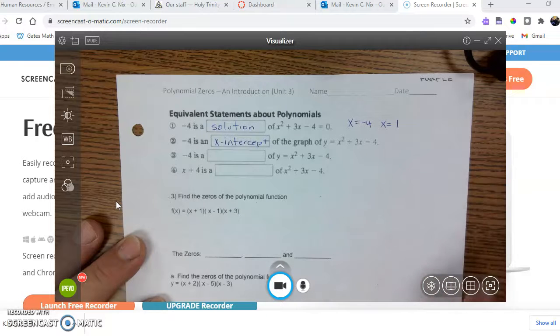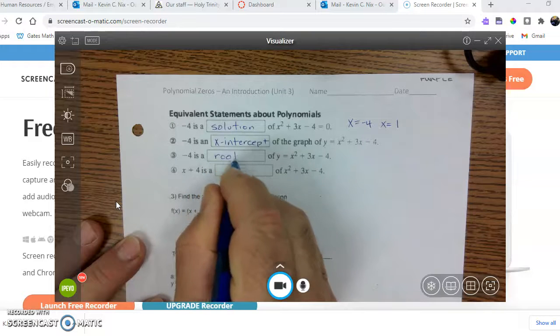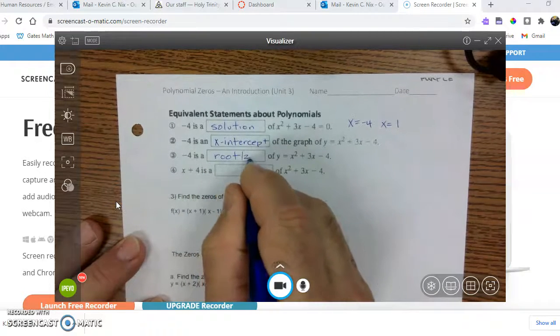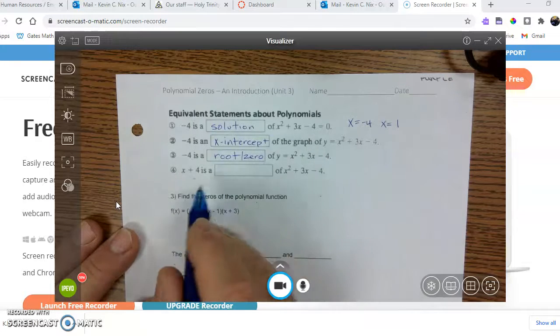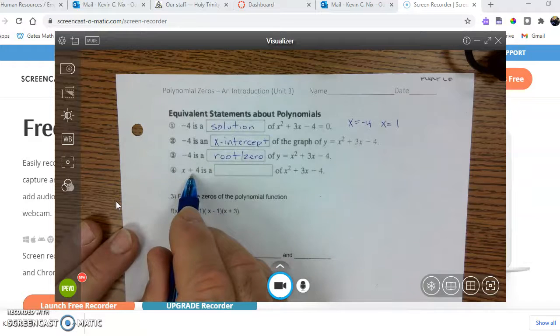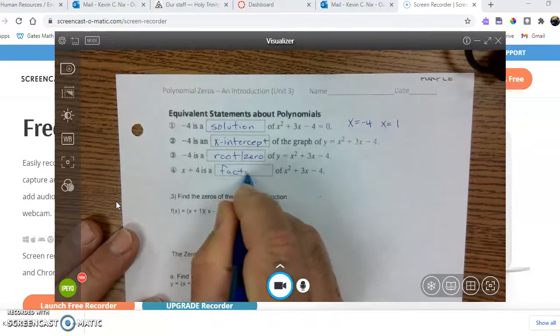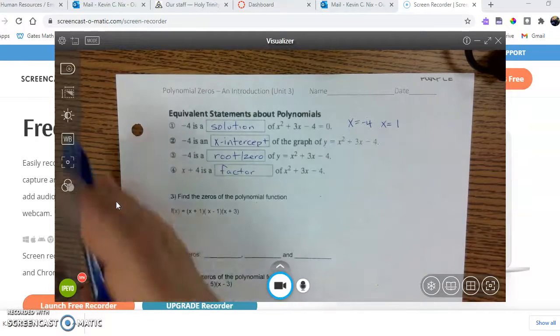-4 is also a 0 or a root. So all those different words are kind of interchangeable. Also, if -4 is a solution, that means x plus 4 is a factor of the polynomial. So make sure you understand all those things real quick.